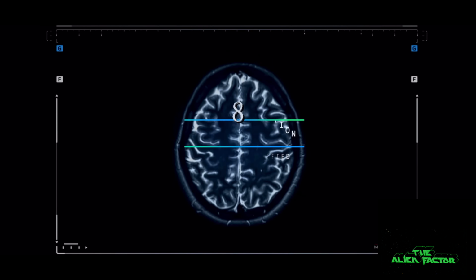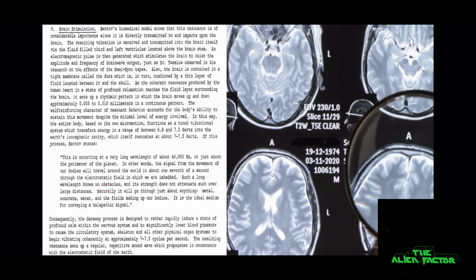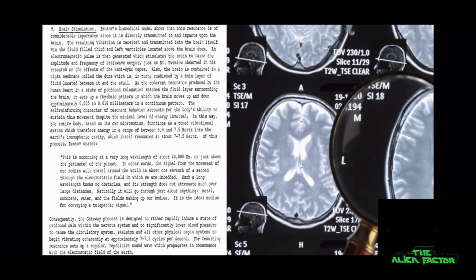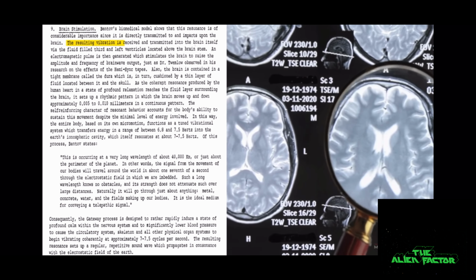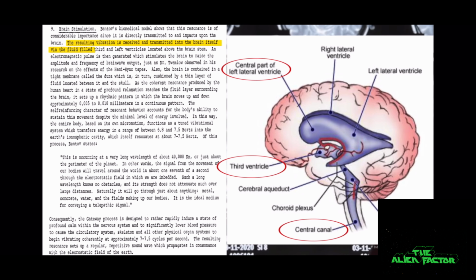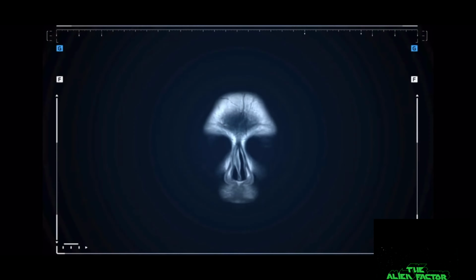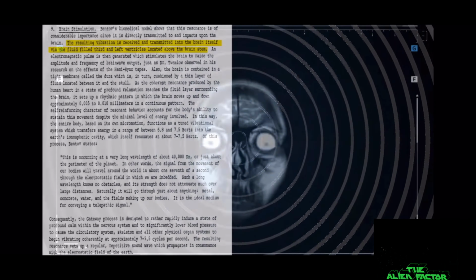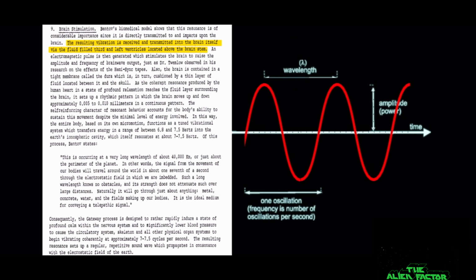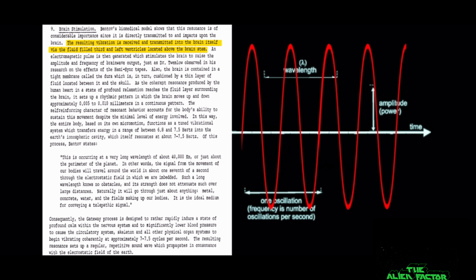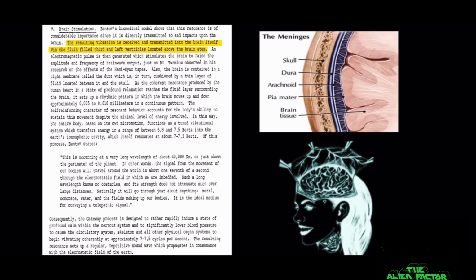Bentov's biomedical model shows that this resonance is of considerable importance since it is directly transmitted to and impacts upon the brain. The resulting vibration is received and transmitted into the brain itself via the fluid-filled third and left ventricles located above the brain stem. An electromagnetic pulse is then generated which stimulates the brain to raise the amplitude and frequency of brainwave output, just as Dr. Twemlow observed in his research on the effects of the Hemi-Sync tapes.